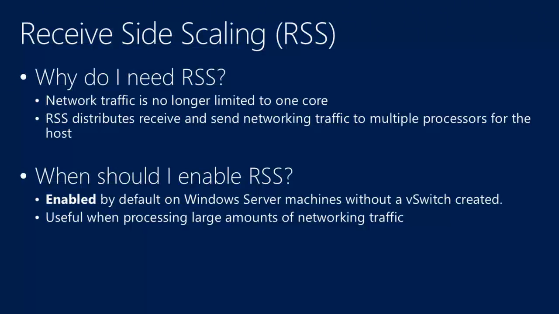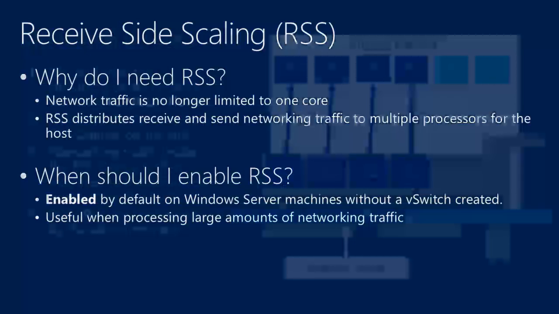Receive-side scaling has been around for a while, and what it does is it distributes that network traffic among multiple cores in the host as it comes in. And RSS is for physical boxes only. So it'll distribute receive and send traffic on the core that it is affinitized to. You don't have to do anything to enable RSS. In most server-grade machines, RSS is enabled by default. And it's very useful when you're doing large amounts of traffic processing.